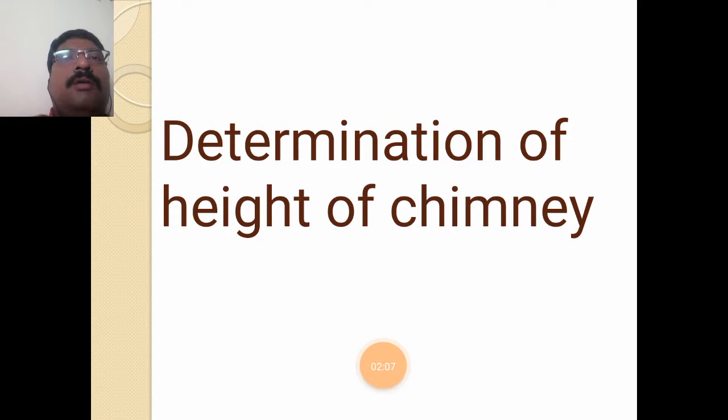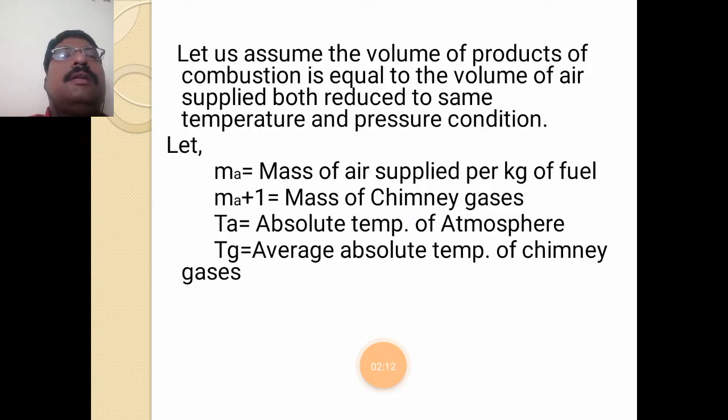Now we are going to determine the height of the chimney. Let us assume that the volume of products of combustion is equal to the volume of air supplied, both reduced to the same temperature and pressure conditions. Let MA be the mass of air supplied per kg of fuel. MA plus 1 is the mass of the chimney gases produced. TA is the absolute temperature of the atmosphere. Tg is the average absolute temperature of the chimney gases.